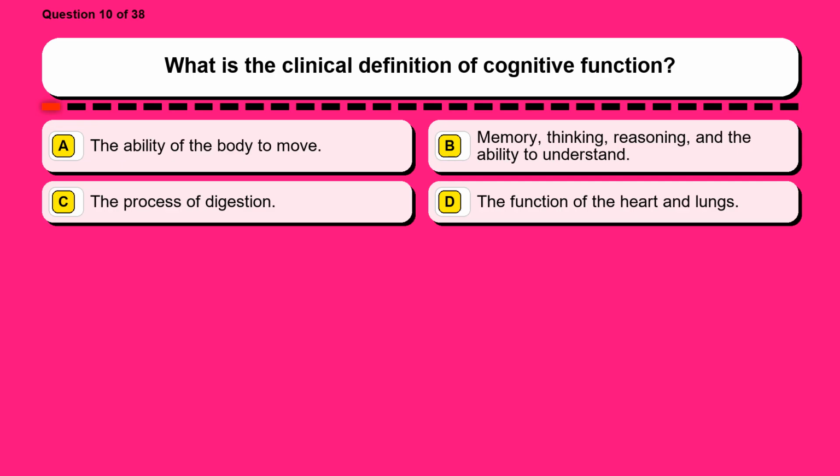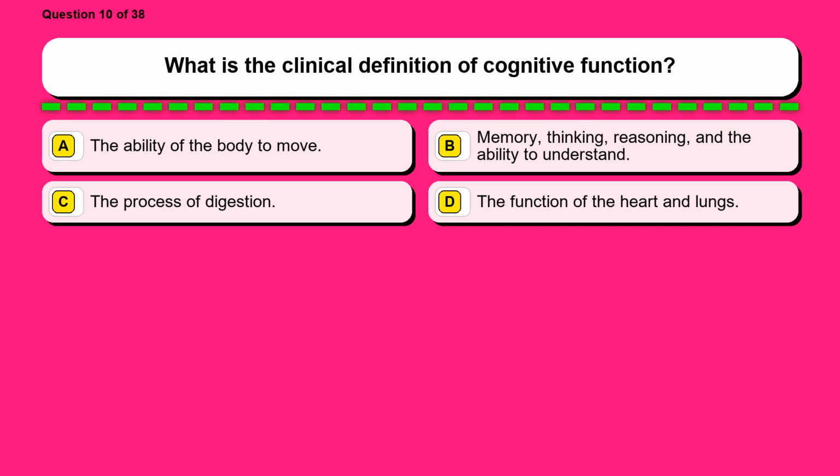Question 10. What is the clinical definition of cognitive function? Option A. The ability of the body to move. Option B. Memory, thinking, reasoning, and the ability to understand. Option C. The process of digestion. Option D. The function of the heart and lungs.